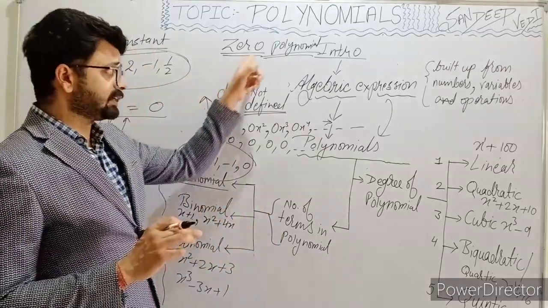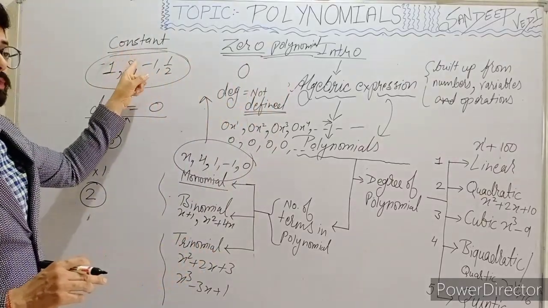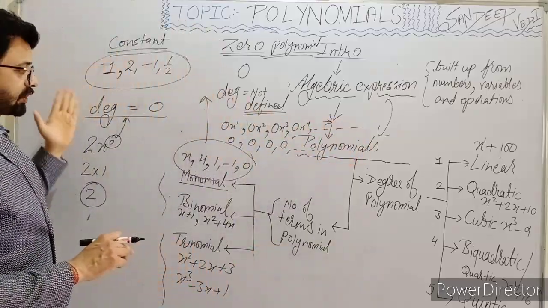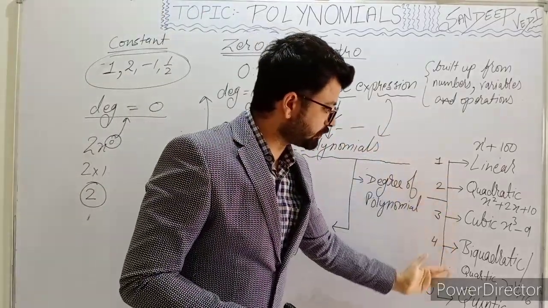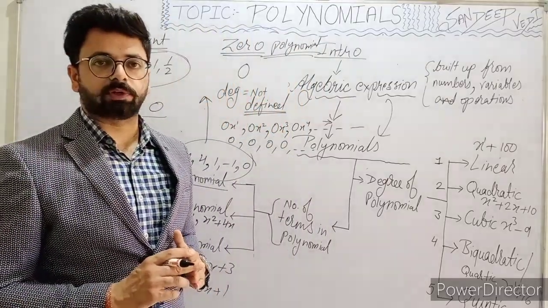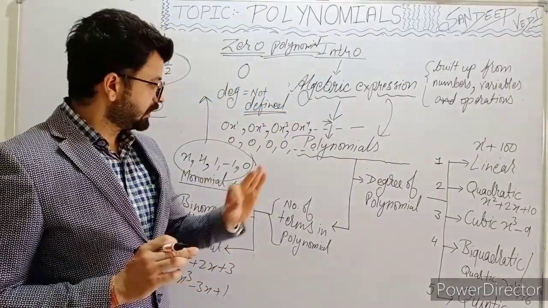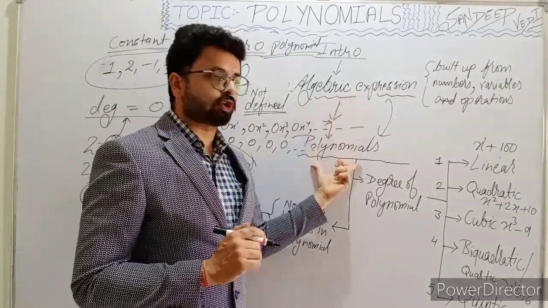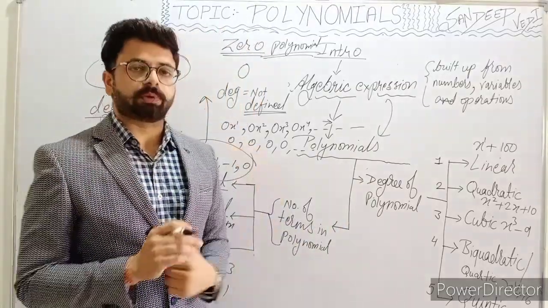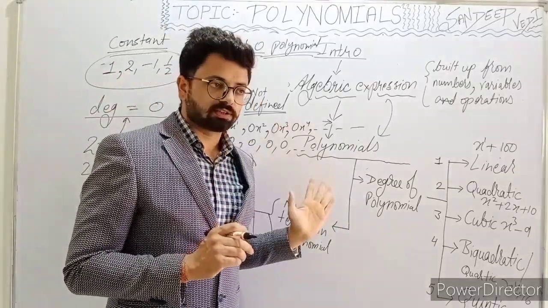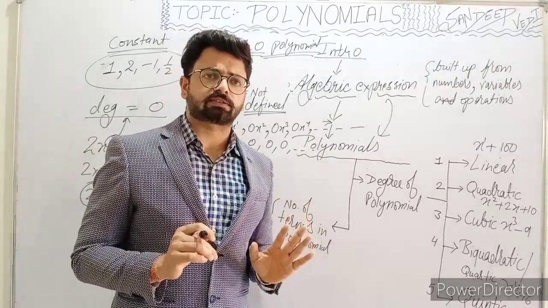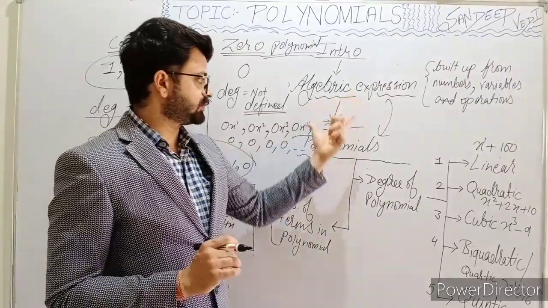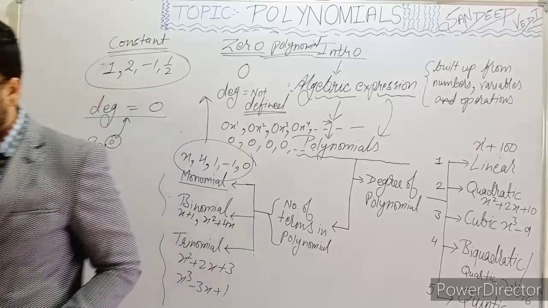Guys, degree is not defined only in this case. In a constant polynomial, the degree is always 0, and then degree 1, 2, 3, 4, 5 and so on, up to infinity, can be. So this is the topic. I don't think you will face any problem related to algebraic expressions and polynomials. Guys, prepare your questions on this. It is a very simple topic of maths, but try to understand the fundamentals of algebraic expressions and polynomials. Okay guys, bye.